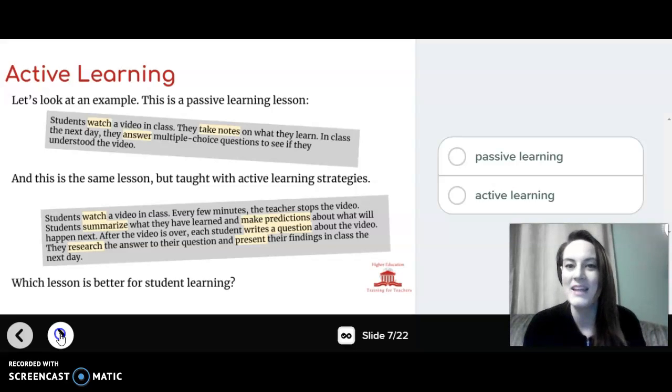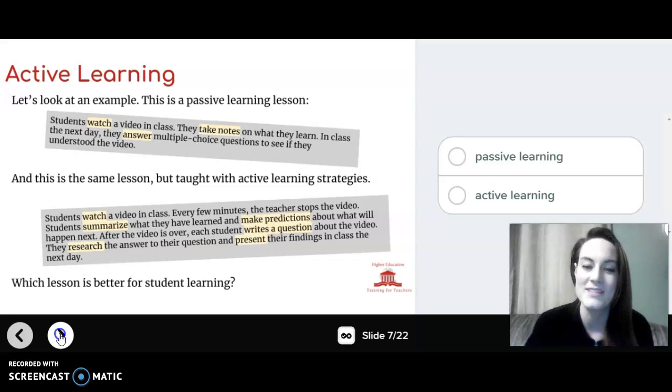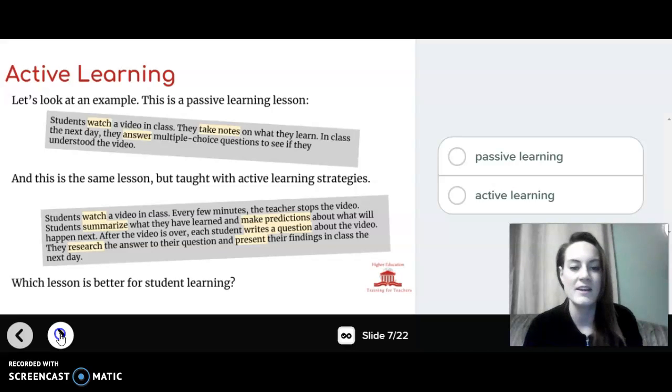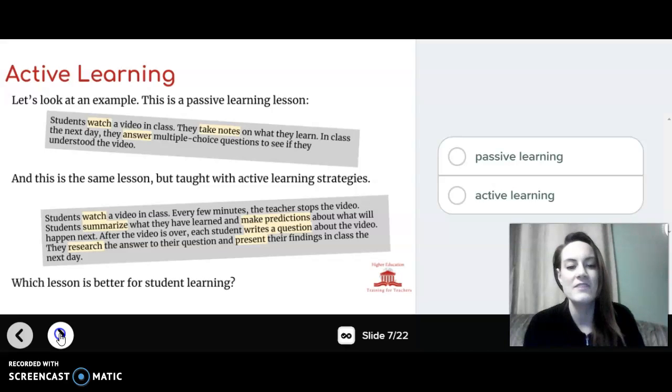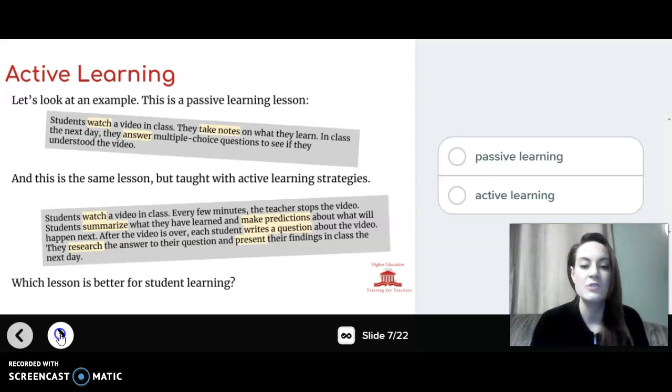And this is the same lesson, but taught with active learning strategies. Students watch a video in class. Every few minutes, the teacher stops the video. Students summarize what they have learned and make predictions about what will happen next. After the video is over, each student writes a question about the video. They research the answer to their question and present their findings in class the next day. So which lesson is better for student learning? I think active learning.